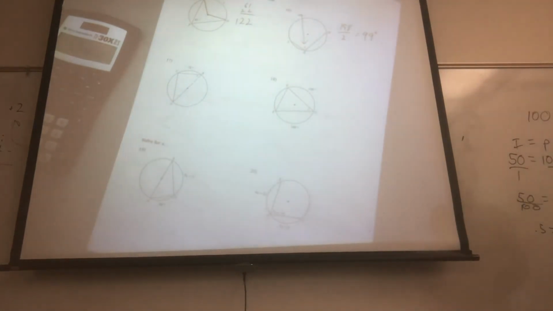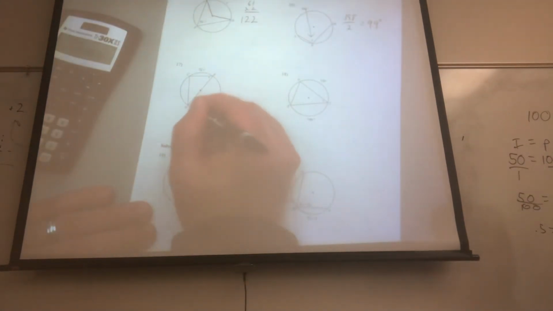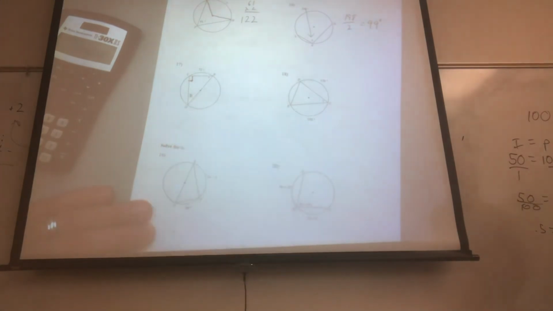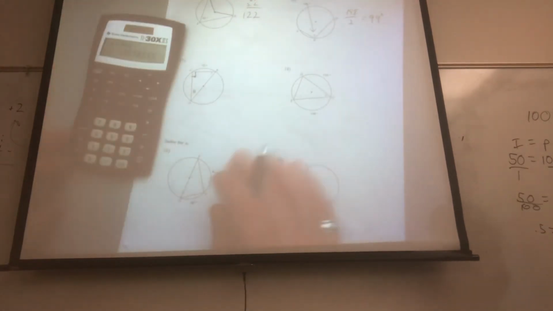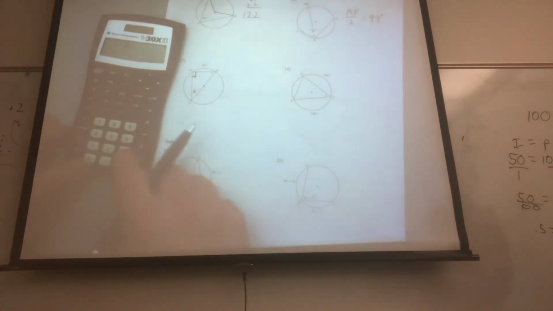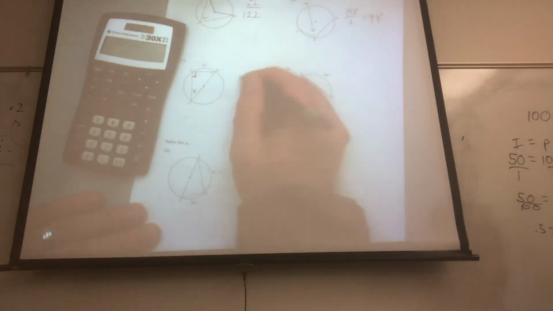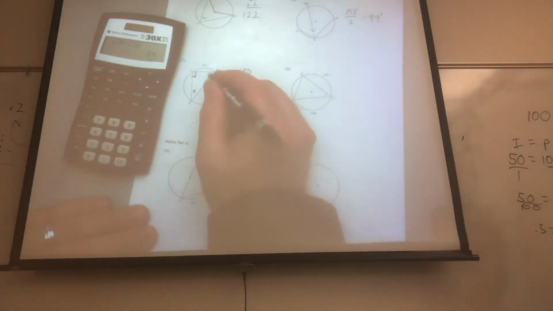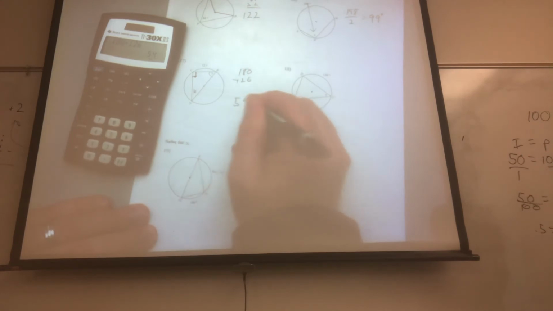On this one, they don't give us as much, okay? But we can make do with the information that we have. This is a diameter, which means this is a right angle. This is 72, which means this one is 36. And we know that all of the angles of a triangle are going to add up to 180. So 90 plus 36 is going to give us 126. 180 minus 126 is going to give us 54. So this angle right here is going to be 54 degrees.